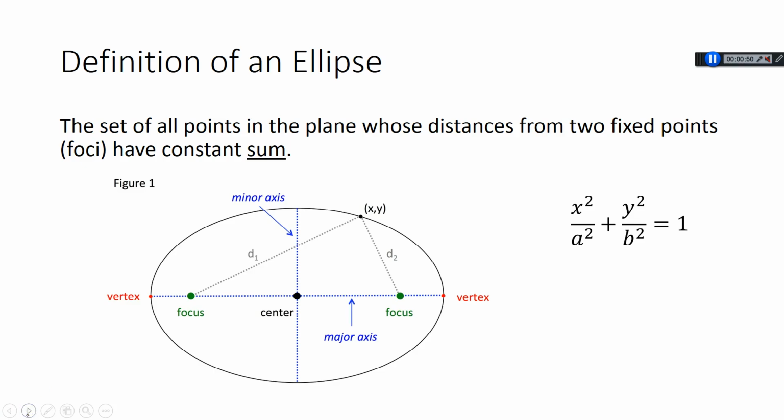The definition of an ellipse is the set of all points in the plane whose distances from two fixed points have a constant sum. So that means d1 plus d2 is always going to be some constant. We can call it c, I guess. It's some constant sum, and we're actually going to figure out what that is in this video. No matter where the point x, y is, if you add those two distances together, they're always going to equal the same thing. Okay, so that's the first thing we're going to focus on.